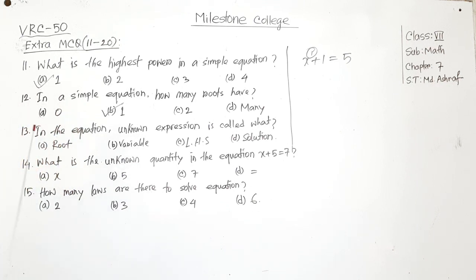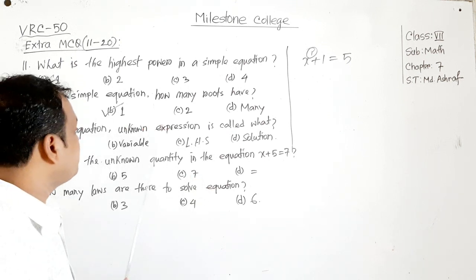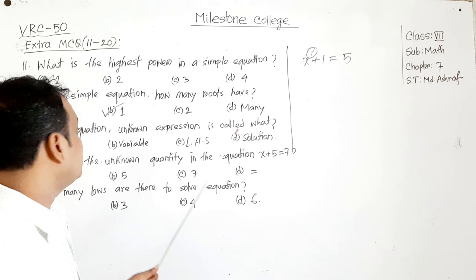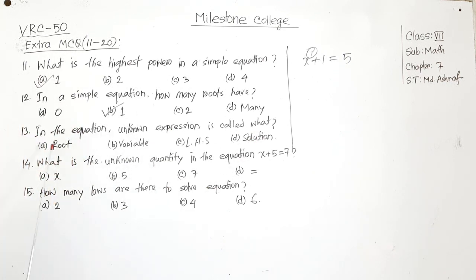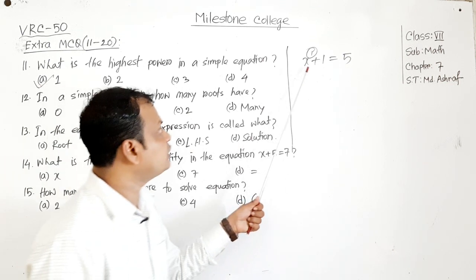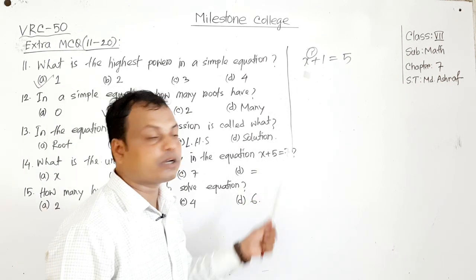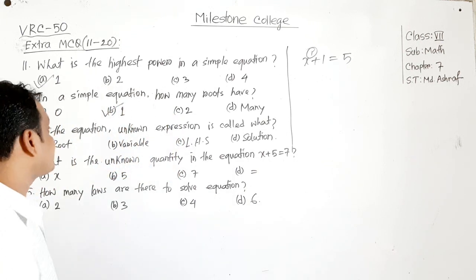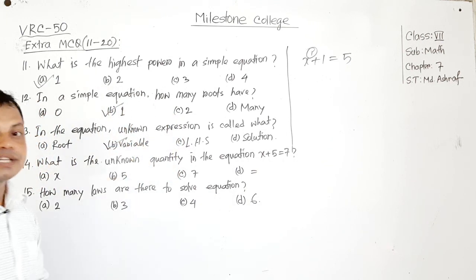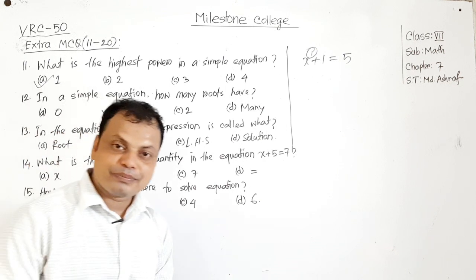Now the next one, question number 13. In the equation, what is the unknown expression called? In the simple equation, what will be called the unknown expression? The options are root, variable, left hand side, solution. This x will be called the unknown expression, and it is a variable. So the answer will be variable. All of you have understood this.